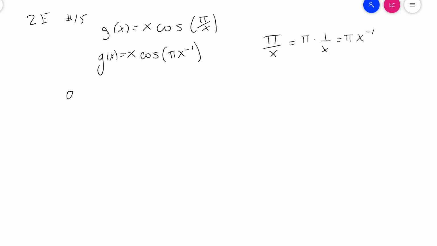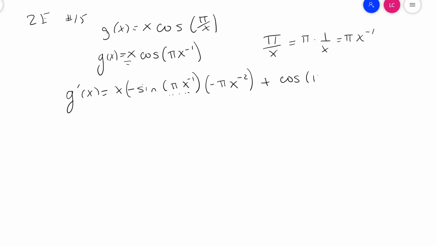All right, so now let's do it. So first, derivative of the second. So that's negative sine, I meant to write negative sign, carry the angle along, then multiply by the derivative of the angle. So this negative comes down, x to the negative 2, plus cosine pi x to the negative 1 times 1.